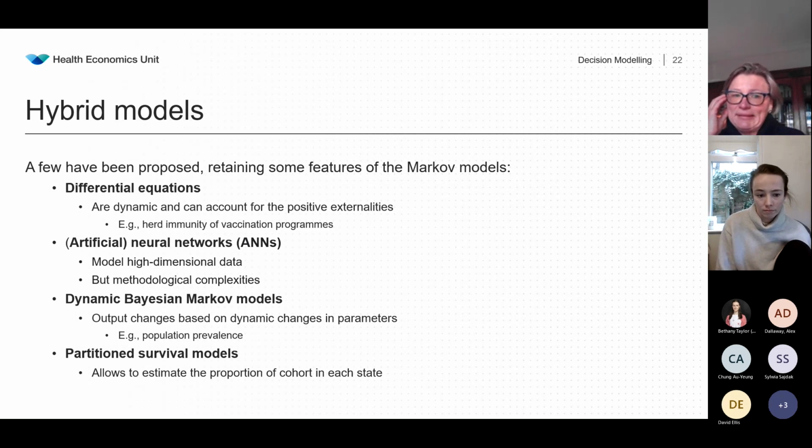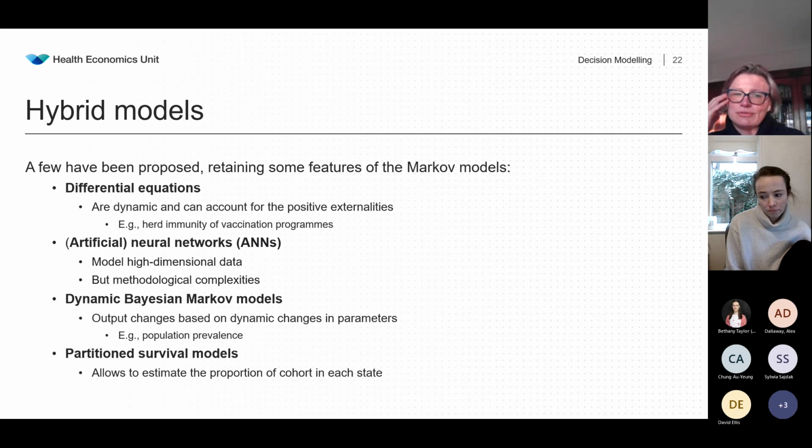The second type is neural networks or artificial neural networks. They have been used previously mostly for diagnosis, but now they can inform decision-making at a micro level, so say between patients and healthcare providers.